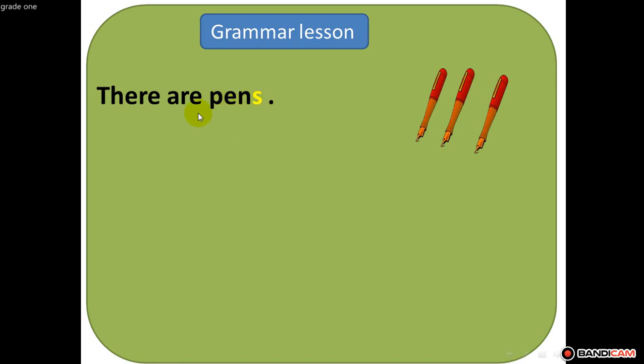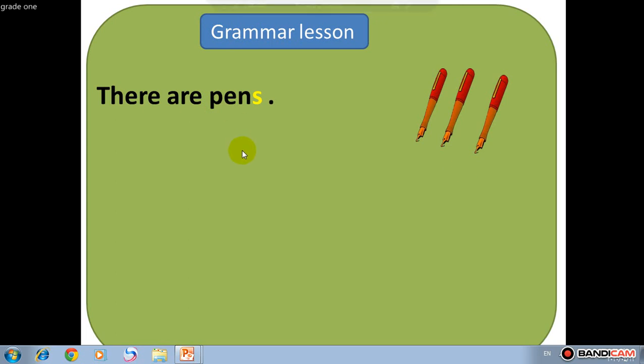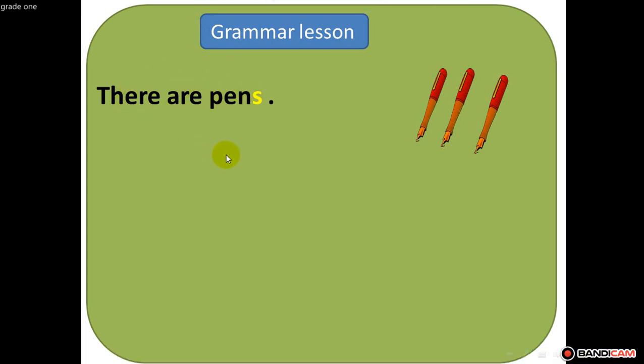There are pens. Look at this sentence. In any sentence, I have to start with a capital letter and I have to end with a full stop. So I have to put a full stop at the end of the sentence. So I'm going to say there are pens. Is this a question or a sentence? Excellent. This is a sentence because we start with a capital letter and at the end of this sentence there is a full stop.